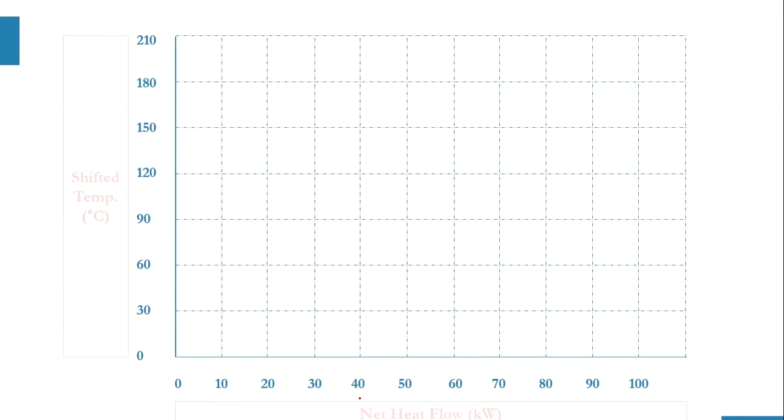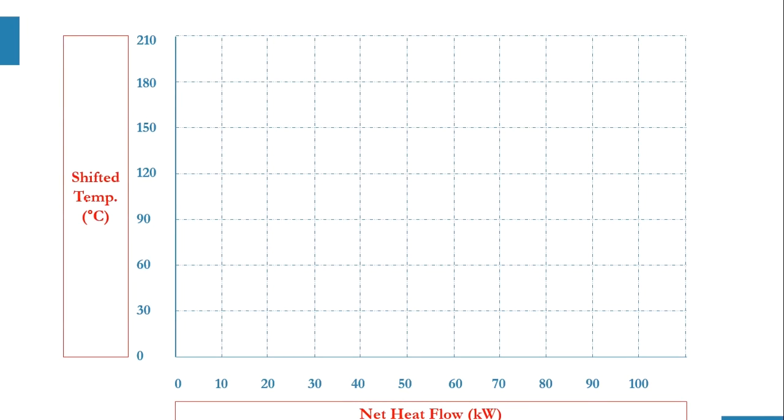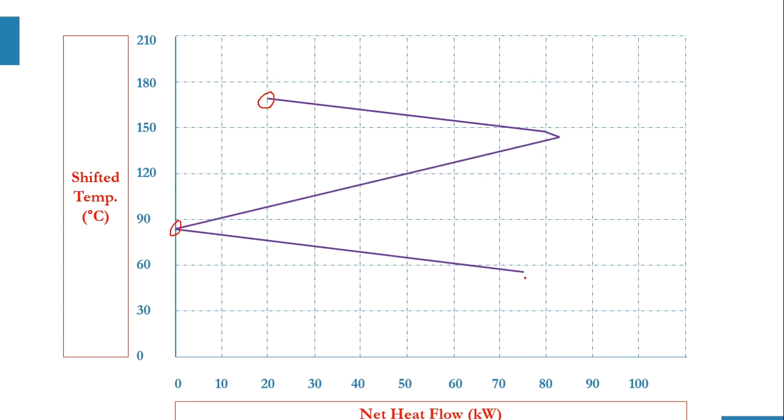How? First we need to draw the graph paper, with net heat flow and shifted temperature. Now at this point it is 20, at this point it is 80, then 82.5, then 0, then this point which is 75, and then 60. So these are the same points which we got manually, and we have now drawn them as points.